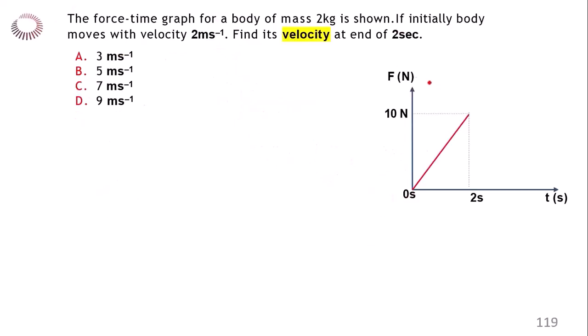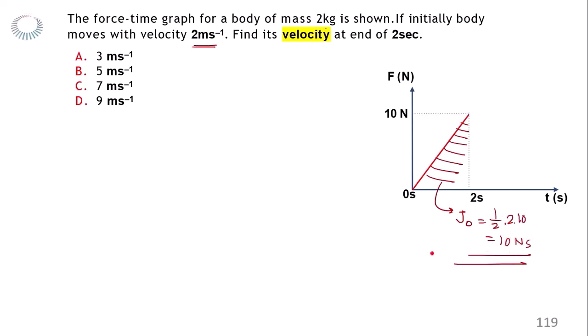Now the diagram is given. Let us say the mass is 2 kg. Initially the body moves with a velocity of 2 meters per second, and you are asked to calculate the velocity of the body after 2 seconds. The area under this force versus time diagram gives the value of J. That area is half base into height, so half into 2 into 10, which is 10 Newton second, the impulse acting on the body. That is going to change the velocity.